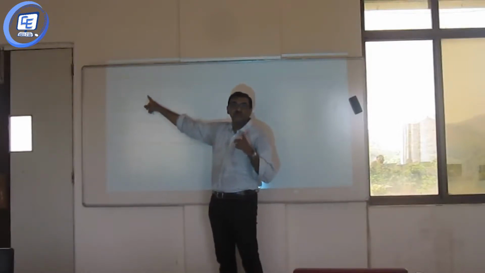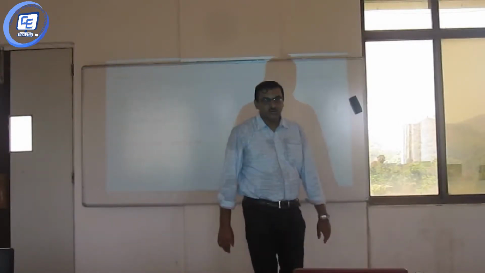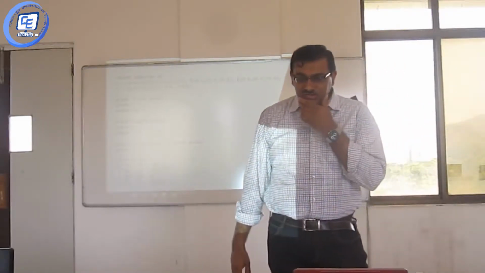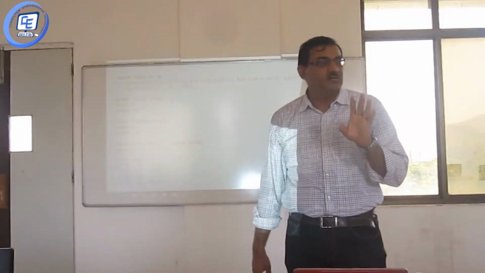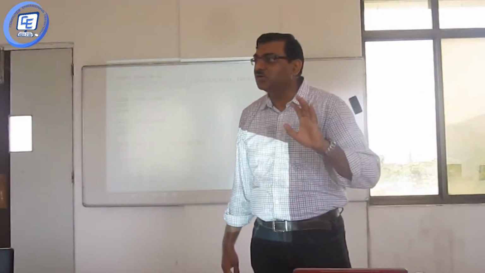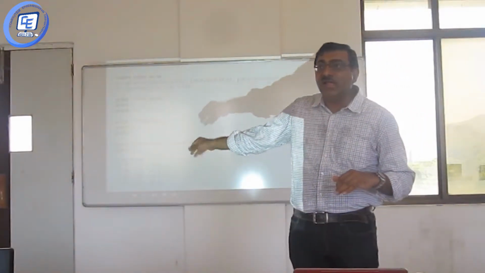B is 1 cross 3, 1 row, 3 columns. What is the size of A? Look, what is the size of A? 4 rows, 3 columns. Okay, A is 4 cross 3, and B is 1 cross 3. And what we are doing here: print A, print B, and lastly print A plus B.